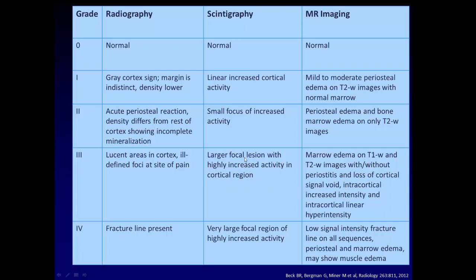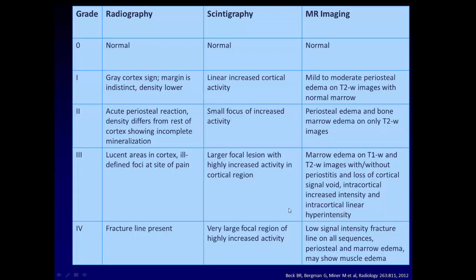More obvious changes with focality and increased uptake on scintigraphy. Same findings on imaging with periostitis, and it's only in the late stages of disease that you start to see a fracture line, initially intracortical, and then later on entering the medullary space, and rarely is it complete except in the presence of a thin bone.